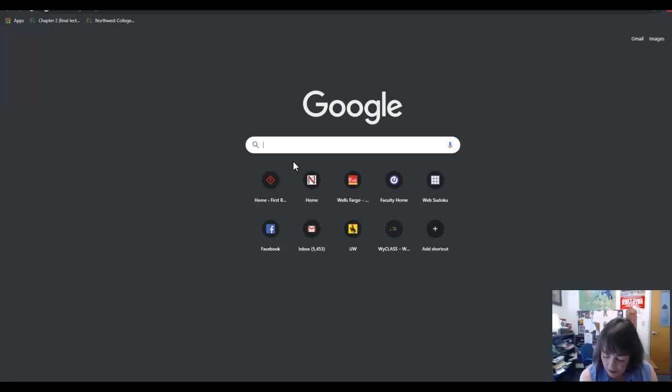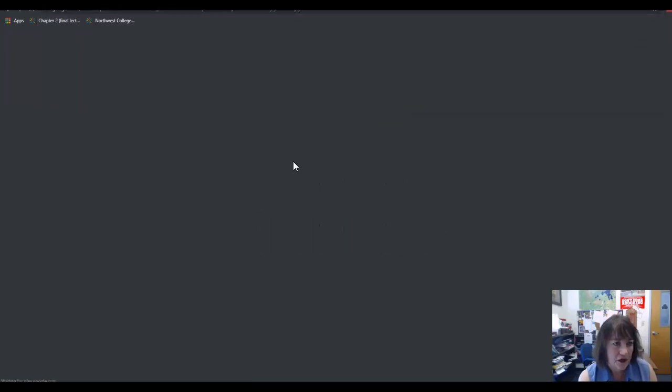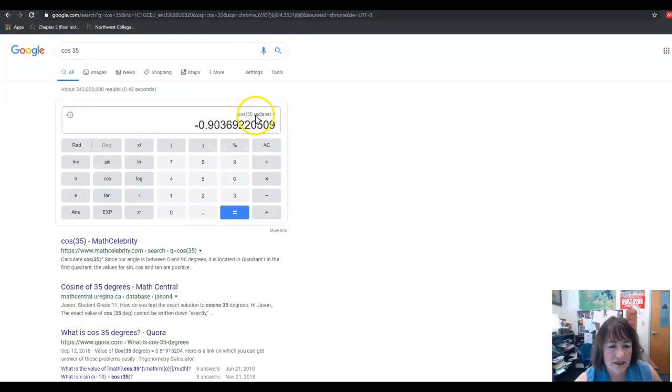So the first thing I want to do is to find out what is the cosine of 35 degrees. So I just type that into my search bar. Now I could just use a calculator like this, but the cosine, do you see this right here?